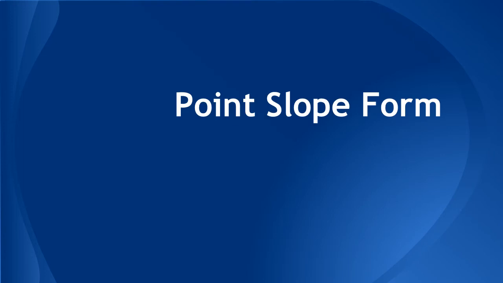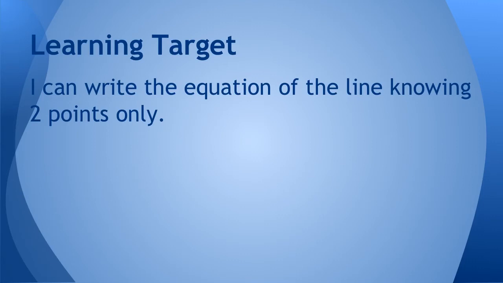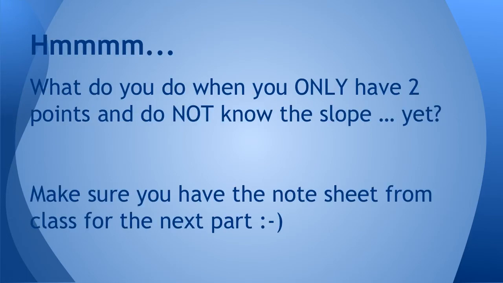Today's lesson is about point-slope form. Your learning target says, I can write the equation of the line knowing 2 points only. So, what do you do when I give you only 2 points and I want the equation of a line and you do not know the slope yet? Well, that's what the lesson is going to help us learn.